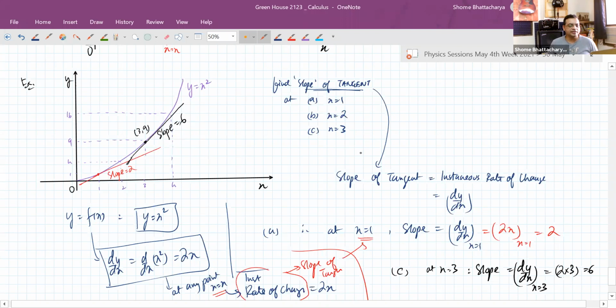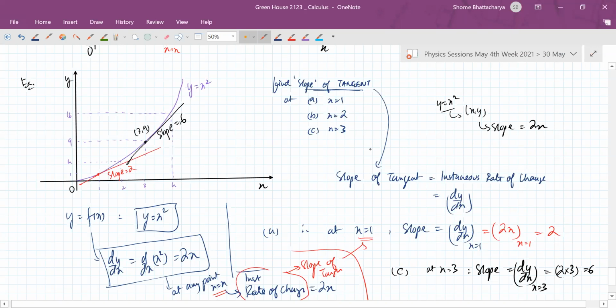So like that, if I draw a tangent at any point (x, y) for this graph, y equal to x squared, what is the slope of the tangent? In general, it is equal to 2x. In particular, if x is equal to 2, the slope of the tangent is 4. If x is equal to 3, the slope of the tangent is 6. If x is equal to 100, the slope of the tangent has become 200, right? Yes, sir. So that is the meaning of slope of tangent through instantaneous rate of change.